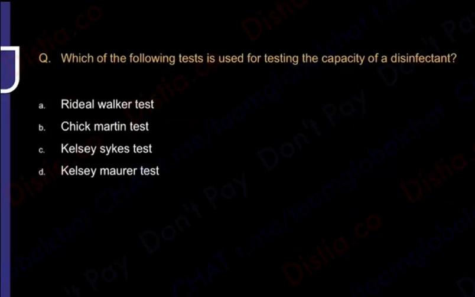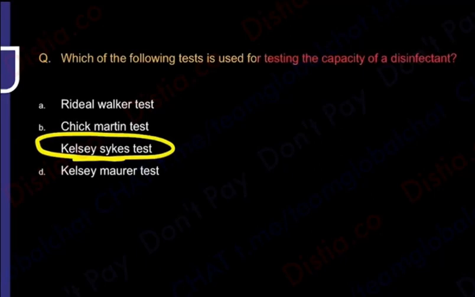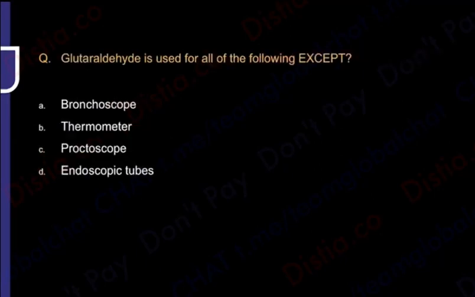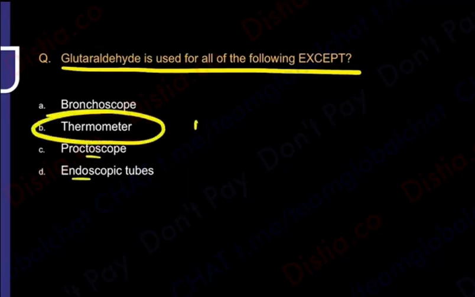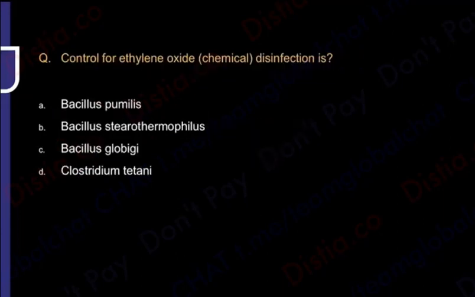Quickly tell me, which of the following tests is used for testing the capacity of a disinfectant? Please note, capacity, Kelsey-Sykes is for the capacity. If I had said in-use test, you would have said Kelsey-Maurer. Next one, glutaraldehyde is used for all except. Glutaraldehyde was Cidex, used for scope, proctoscope, endoscope, bronchoscope. What is it not used for? Thermometer. For thermometer, it is isopropyl alcohol.